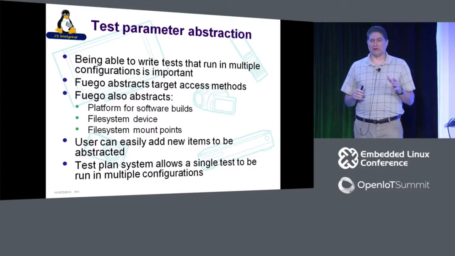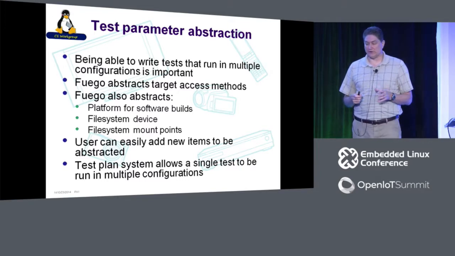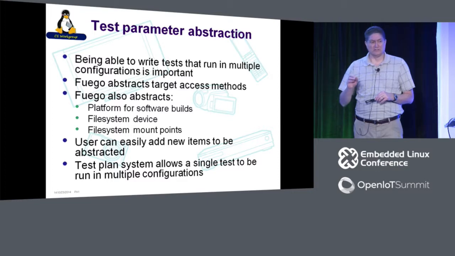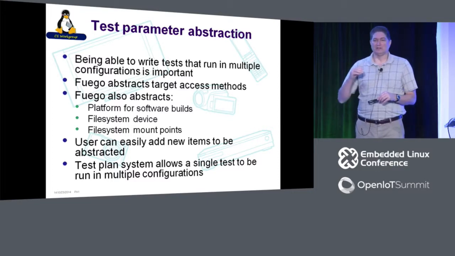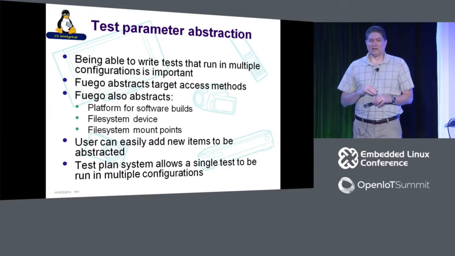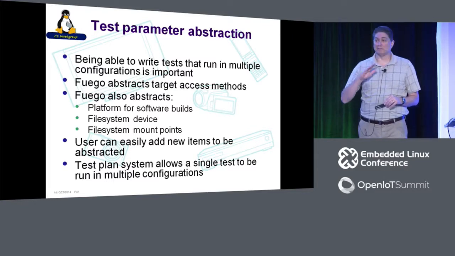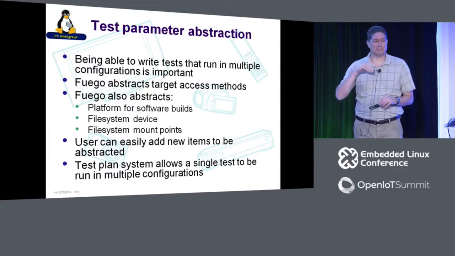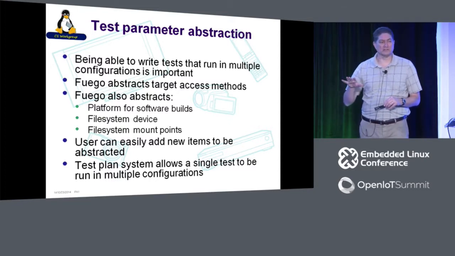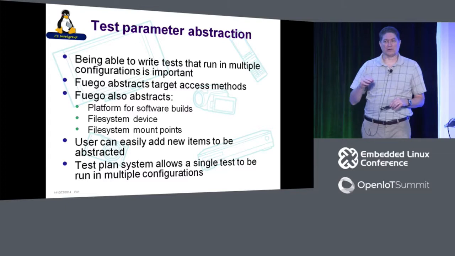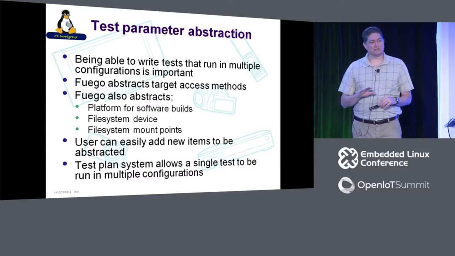It's really important to be able to write tests that run in multiple configurations. And so one of the first things you need to do is abstract the target access methods. If you're running an Android thing, you want to deploy stuff using ADB over USB, usually. Or with a lot of our embedded platforms, we talk to them with SSH, but you might have limited network capabilities, and so you may actually be putting and getting files over the serial console. All of that is abstracted away, so the test framework and the tests themselves don't need to know all those details.